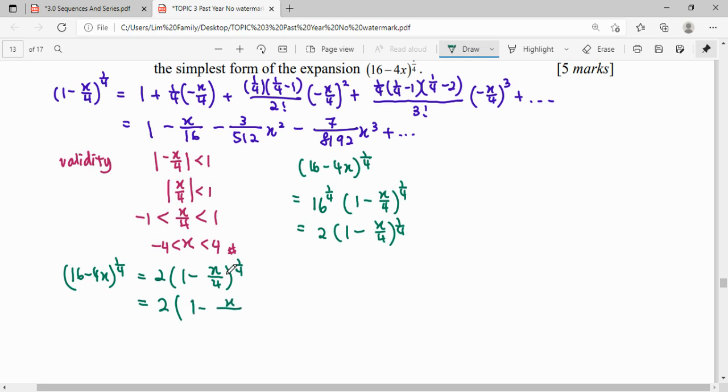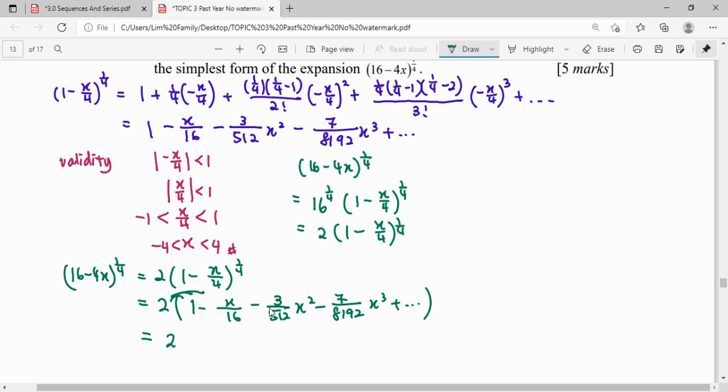So our expansion for this is 1 minus x over 16 minus 3 over 512x squared minus 7 over 8192x cubed and so on. We have to do the simplest form of this expansion, which means we have to expand it fully by multiplying our number 2 into our expansion.